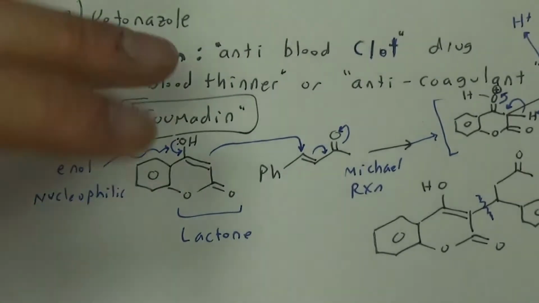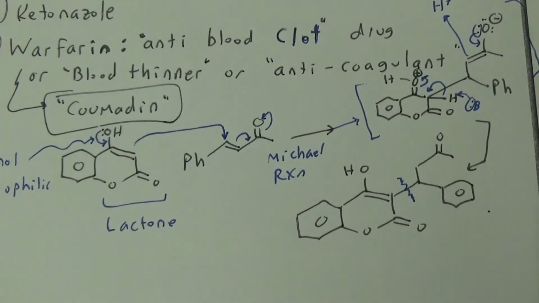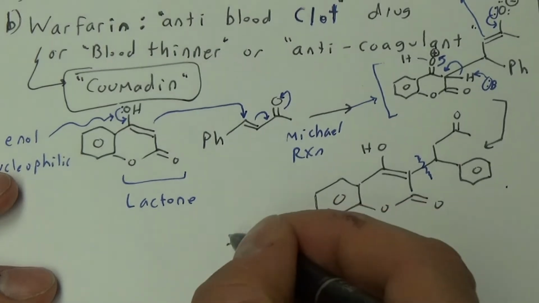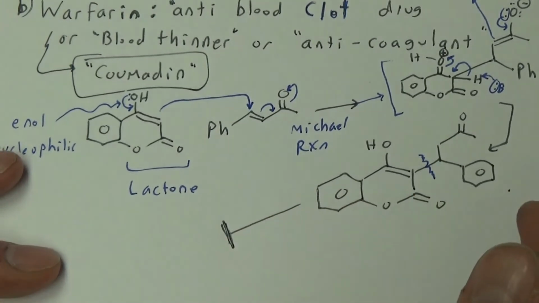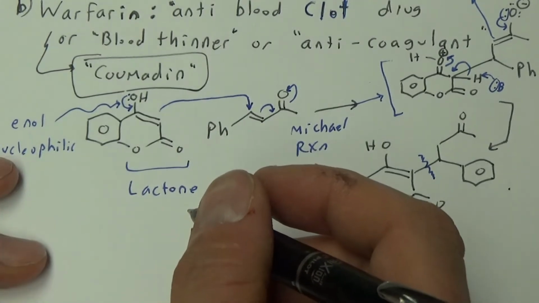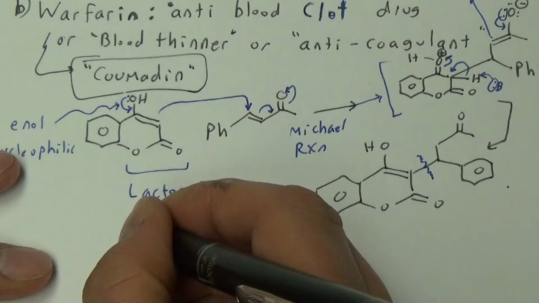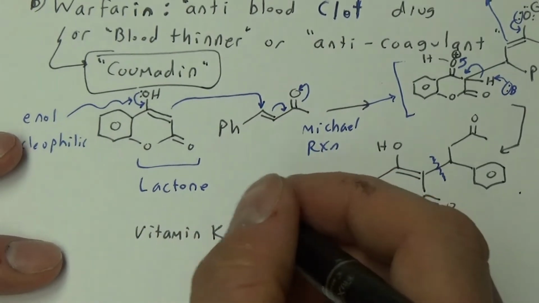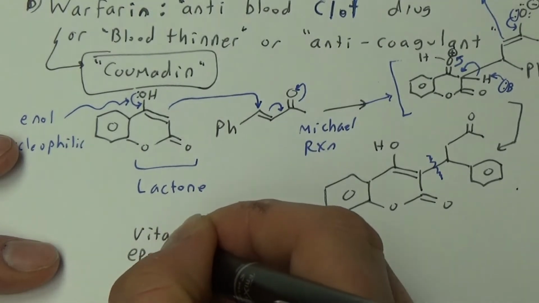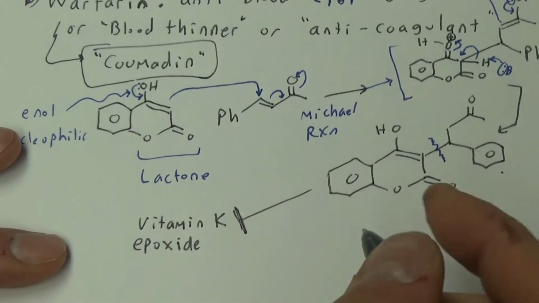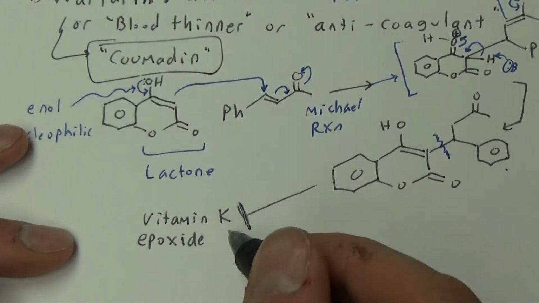Okay, so let's draw what this inhibits and how it does that. This inhibits an enzyme called vitamin K epoxide reductase. Vitamin K epoxide. We remember what an epoxide is? Epoxides are those little 3-member rings with the oxygen.